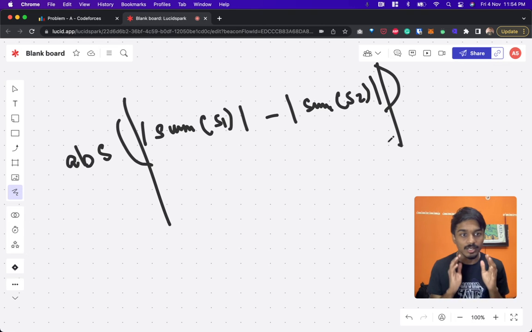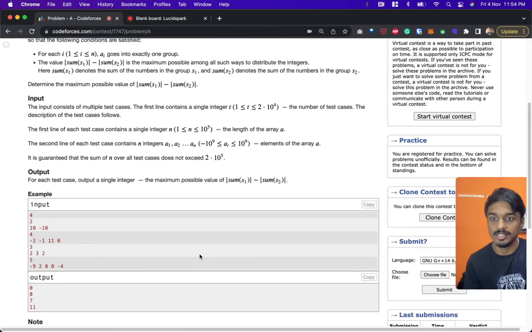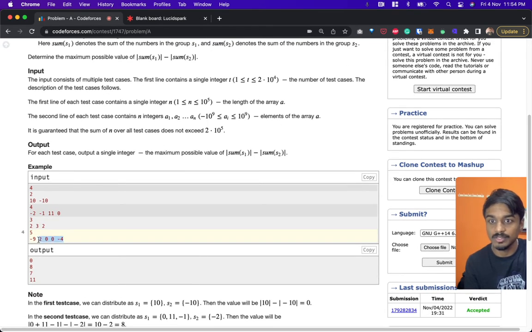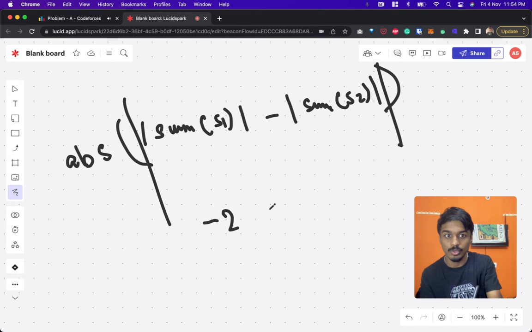Now, let's try to walk through a test case. Here, let's say this is a good example: -9, 2, 0, 0, -4, -2, -9, 0, 0.